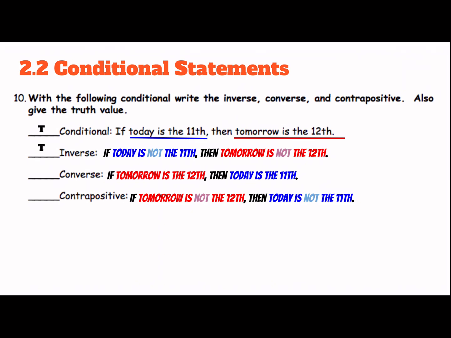Okay, so for the inverse, if today is not the 11th, okay, so let's say today is something like the 25th, then tomorrow is not the 12th. Well, yeah, if today's the 25th, then tomorrow is definitely not the 12th. That's going to be true. Converse is very similar, right? If tomorrow is the 12th, then today is the 11th. So that's going to be true. And the contrapositive, if tomorrow is not the 12th, then today is not the 11th. Okay, so that's also going to be true.